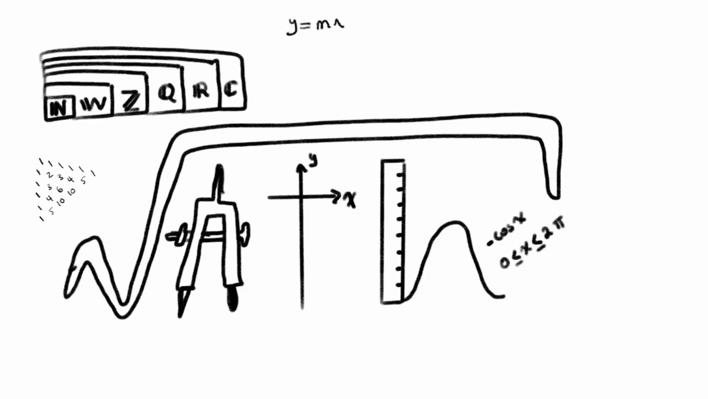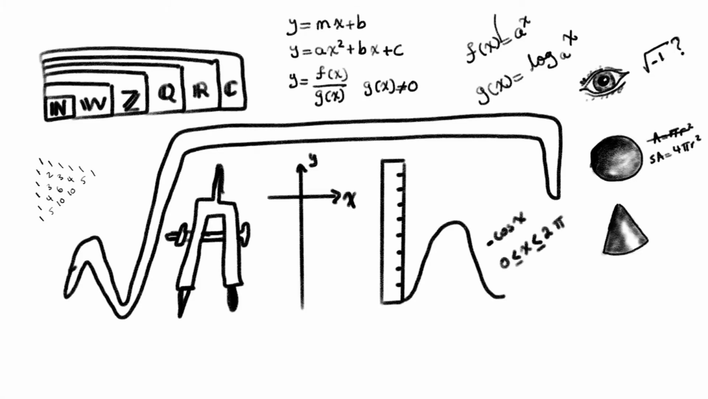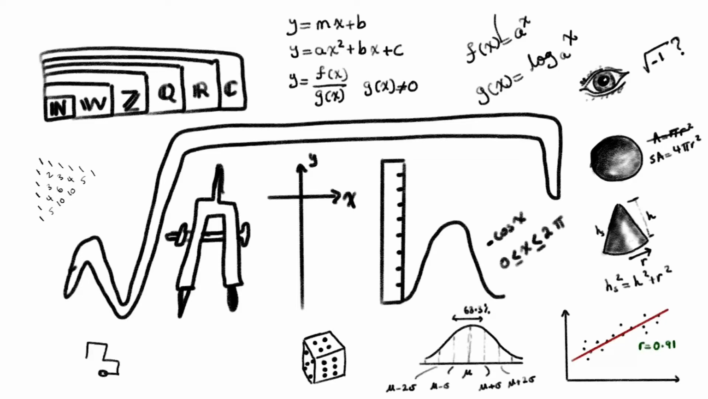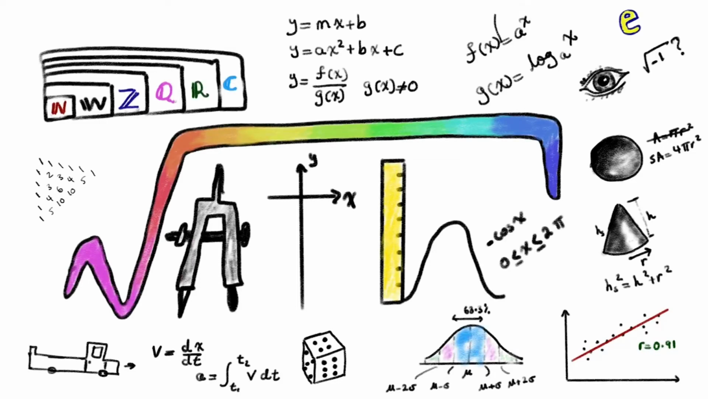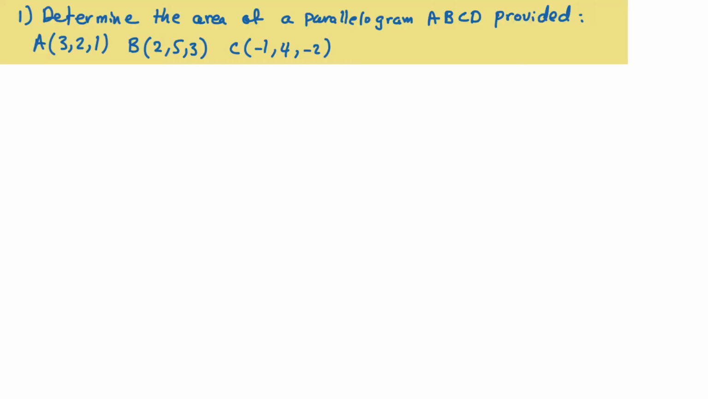Welcome to this video which covers the full solutions to the practice questions from the area lesson in the vector series. In the first question, we are told to determine the area of a parallelogram ABCD provided its A, B, and C coordinates. So let's draw it out first.